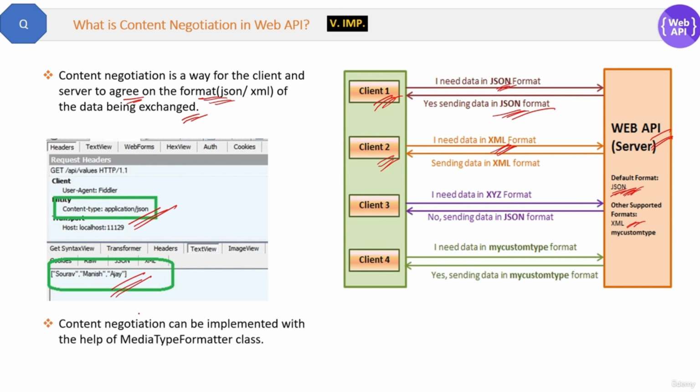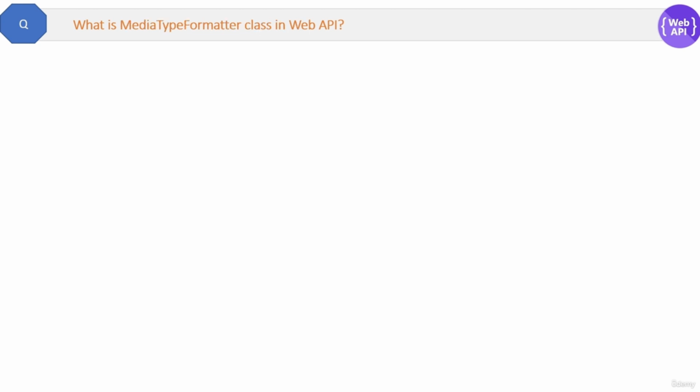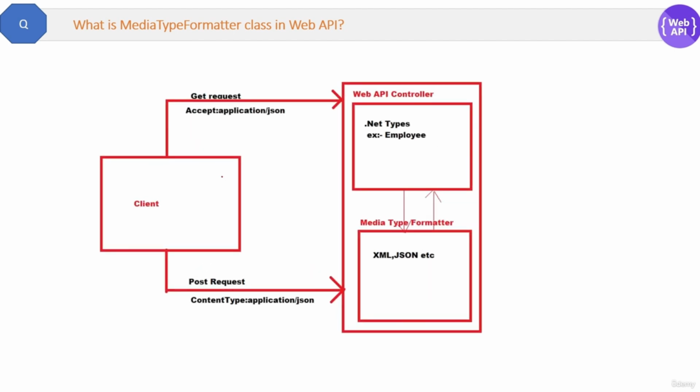Content negotiation can be implemented with the help of the MediaTypeFormatter class, which we will see in the upcoming question. What is the MediaTypeFormatter class in Web API? Basically, if you see this flow, here in the .NET project we have .NET types. For example, this Employee is a class and this Employee is a .NET type. Now after creating the object of this class, we cannot send this object as the response to the client request. We have to first serialize this object into the required media type formats like JSON or XML, and then only we can send it to the client, right? For that conversion, we need the MediaTypeFormatter class.